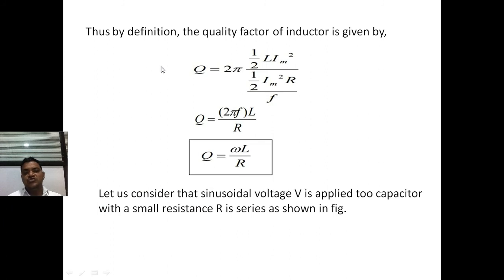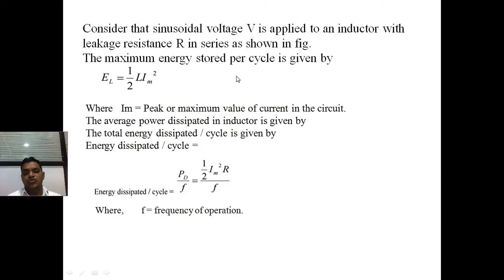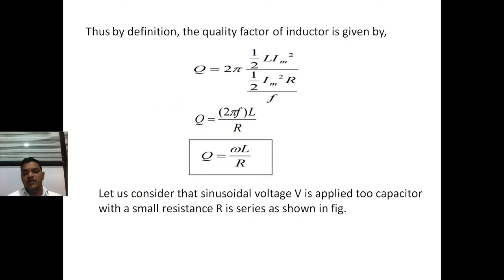So by definition, the quality factor of the inductor is given by Q equal to 2 pi times the maximum energy stored divided by the actual total energy dissipated per cycle. So we have substituted the values in the quality factor Q, which is equal to 2 pi times 1 upon 2 L Im square, the square of the maximum current flowing through the circuit, upon the energy dissipated per cycle, which is given by 1 upon 2 Im square R upon f.